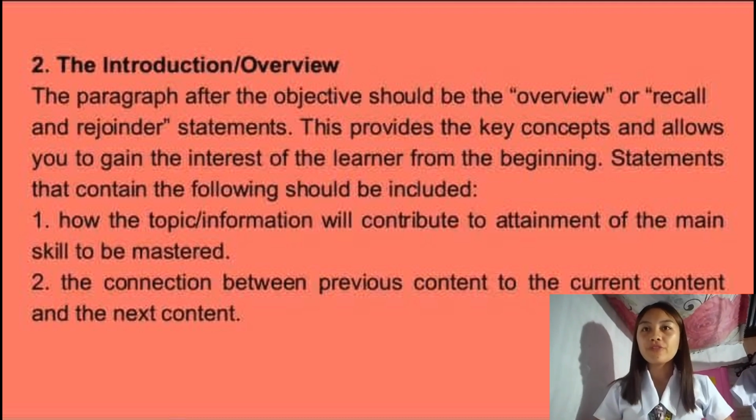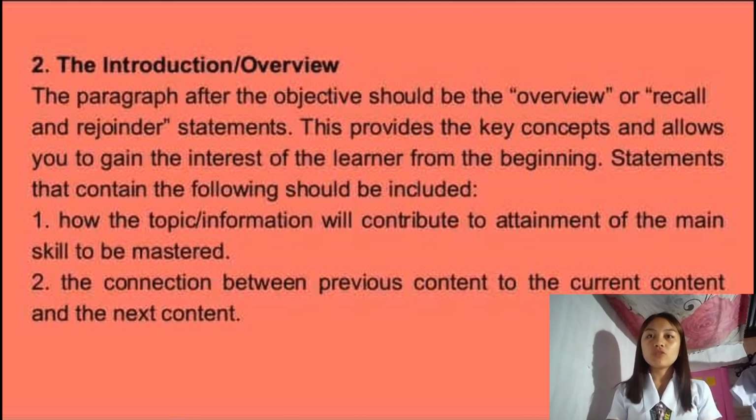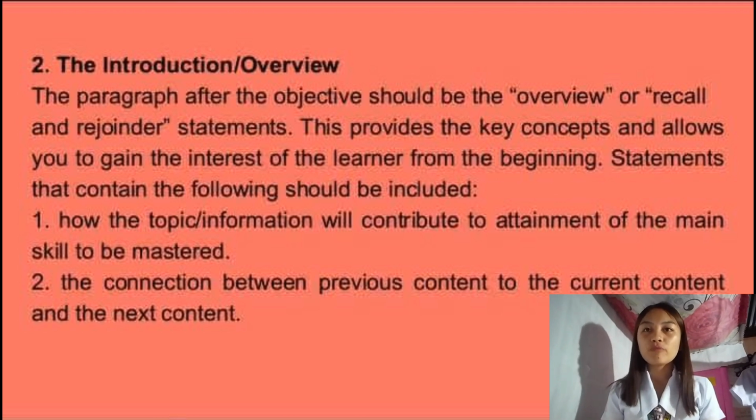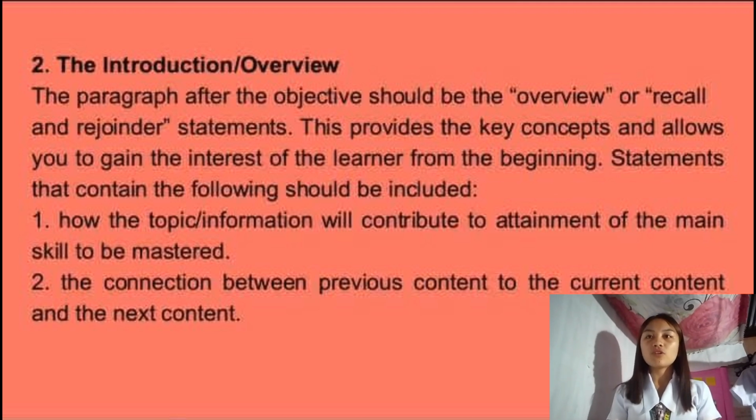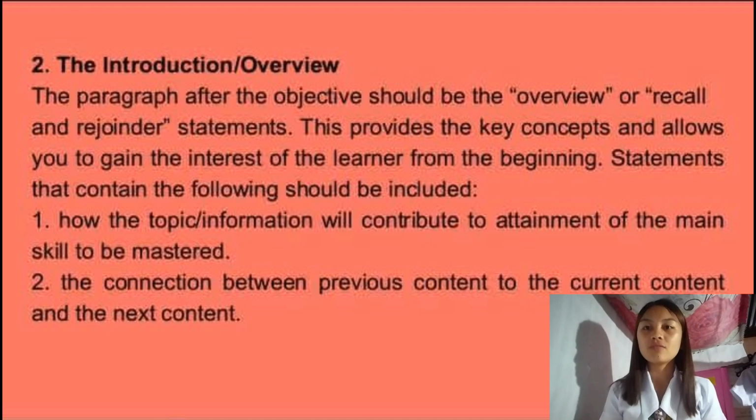The paragraph after the objective should be the overview or recall and rejoinder statement. This provides a key concept and allows you to gain the interest of the learner from the beginning. Statements that contain the following should be included. Number 1 is how the topic or information will contribute to the attainment of the main skill to be mastered. Number 2 is the connection between previous content, the current content, and the next content.